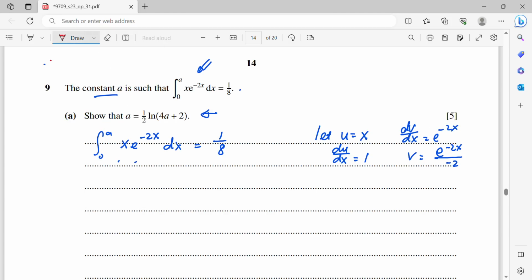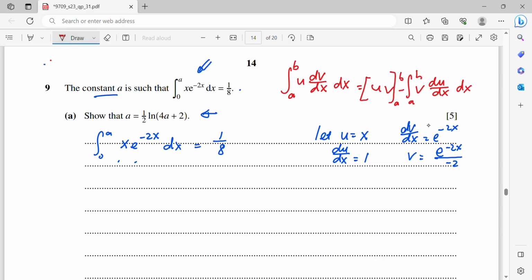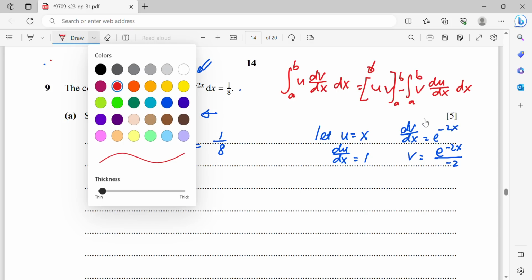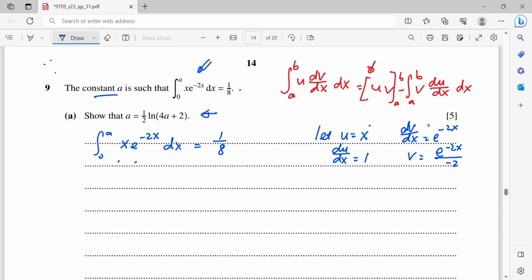Okay, now for your information, the integration by parts is integrate u dv over dx is going to be uv minus integrate v du over dx. This is a formula without limits. So when you are given limits a b, add on the limits for the right hand side. Okay, so now I'm going to apply this by parts formula in solving the integration. So my formula is uv. So I will write x bracket e negative 2x over negative 2 with limits 0 to a minus integrate 0 to a v du dx.